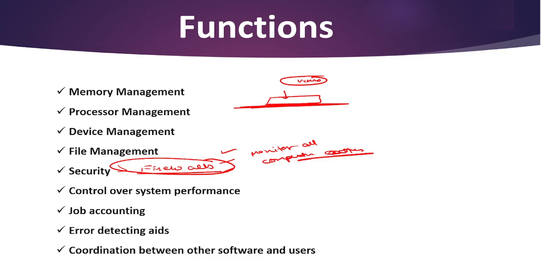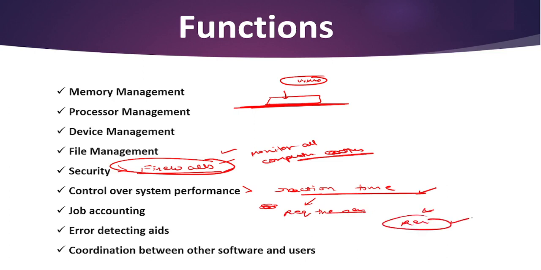Okay, so I hope students you are getting every point. These points are very important from an examination point of view. Next point we have is control over system performance. So the operating system will collect consumption statistics for various resources and monitor some performance indicators. Some performance indicators include reaction time, which is the time between requesting a service and receiving a response from that particular system. Okay, so this is taken under control over system performance.